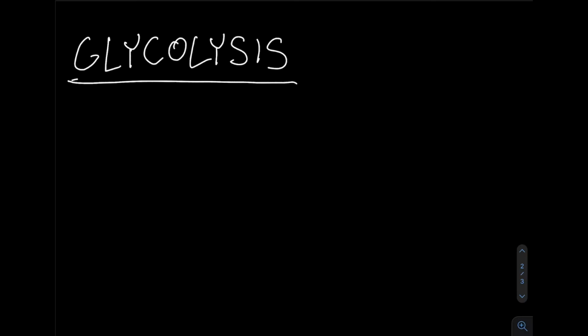Alright, so in this video I'm going to talk about glycolysis, which is lysing of glucose. Glucose is sugar, which has six carbons, and it's cleaved into two three-carbon molecules. The three-carbon molecule is called pyruvate.